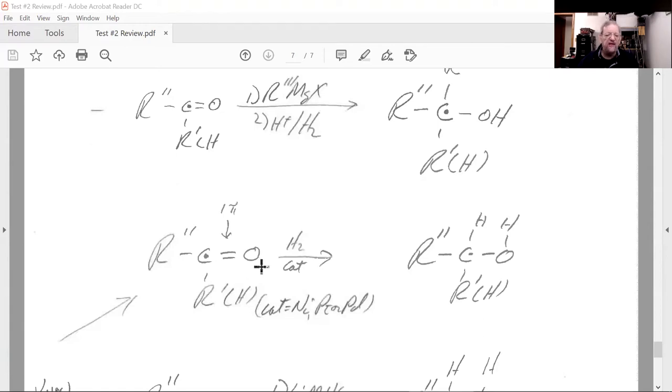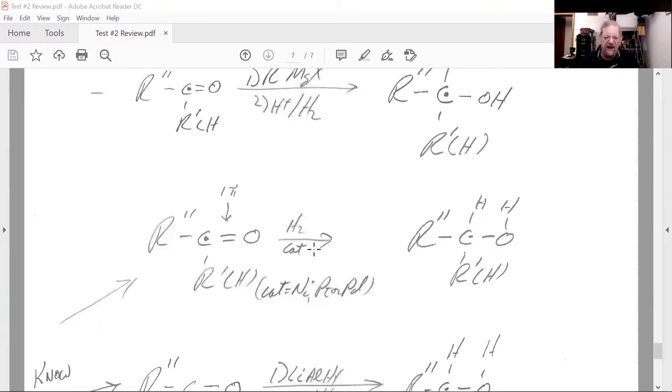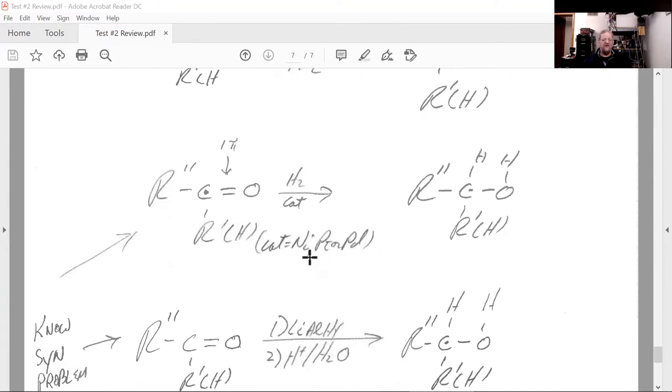I showed you that if you had hydrogen, a catalyst, and the double bond of a carbonyl group, you break it open to make an alcohol. Now, hydrogen catalysts will also react with a carbon-carbon double bond. So if you have a ketone or aldehyde with a double bond, and you want to make this into an alcohol but not get rid of the double bond, this won't work.